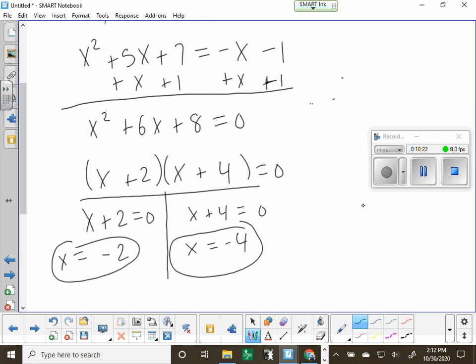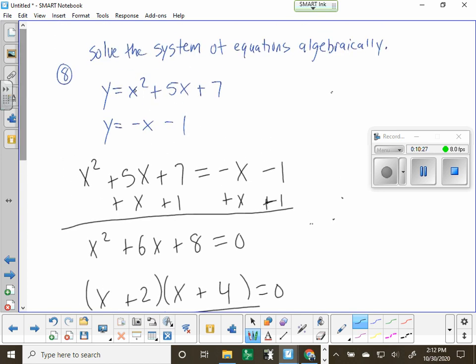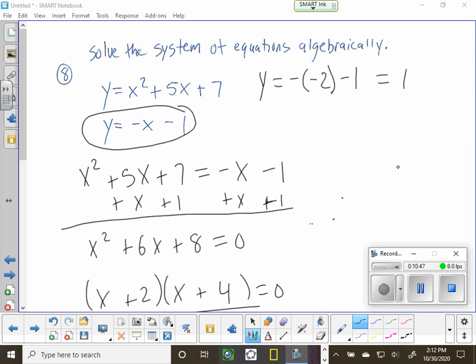But we need to know the coordinate point where these intersect with each other. So therefore, we got to put them back in. So I'm going to put the x's back in here. The first thing I'm going to put in is negative 2. So it's negative 2 minus 1. So that's positive 2 minus 1, which is equal to 1. So my first coordinate point is negative 2, comma 1. So that's my first solution.